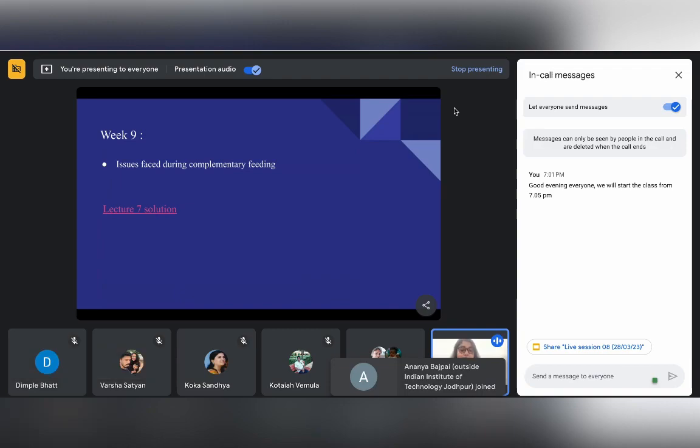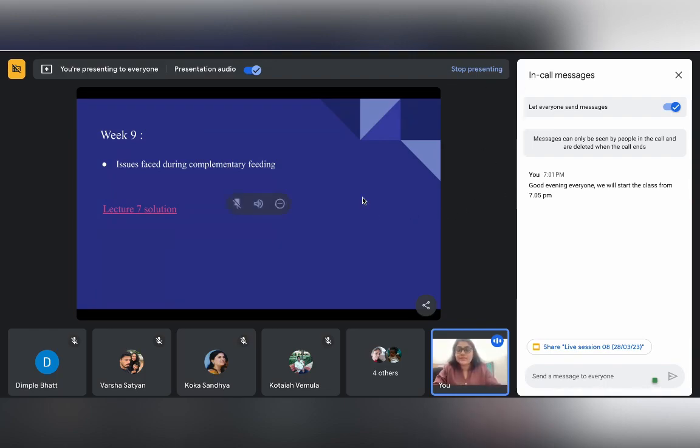So last lecture we have learned about the guidelines of complementary feeding, what kind of food needs to be fed, which are the food groups, and what is the requirement of those food groups. And also we have talked about the preparation of the food and the specific storage of the food. So now we'll be talking about some of the problems which are related to the issues faced during complementary feeding.